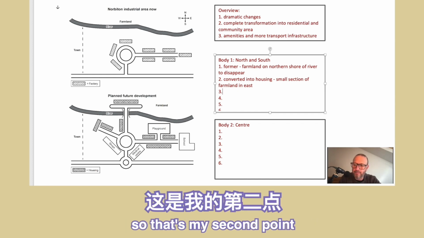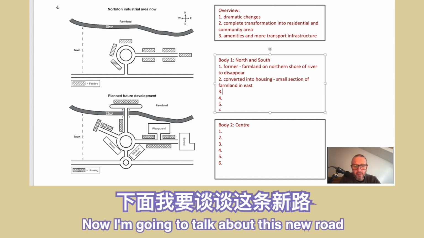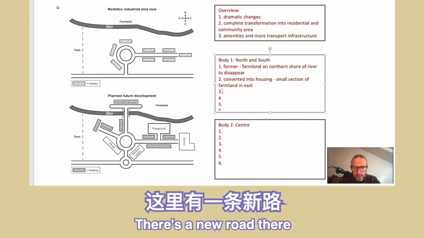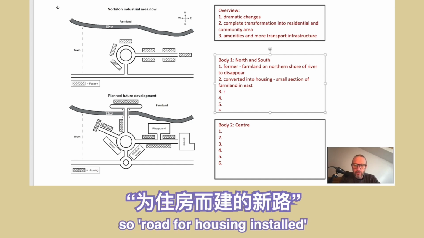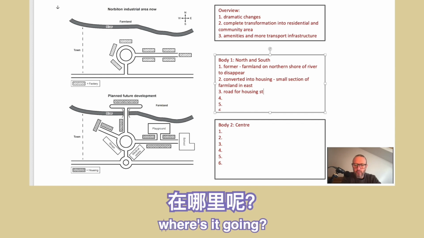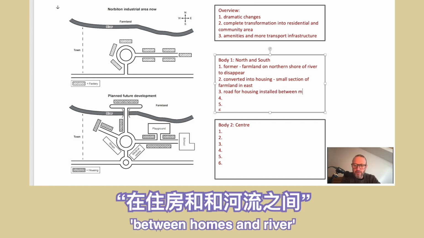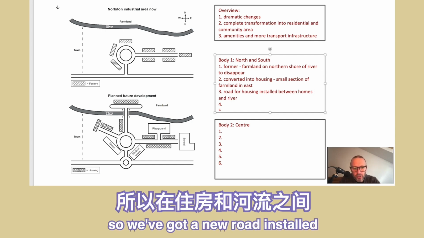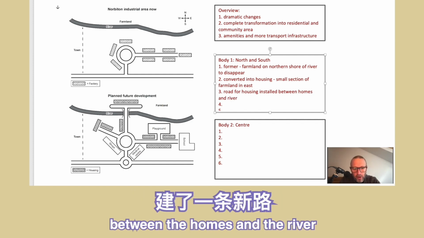Okay, so that's my second point. Now I'm going to talk about this new road. Yeah, there's a new road there, right? So road for housing installed. Where's it going? Between homes and river. So we've got a new road installed between the homes and the river.